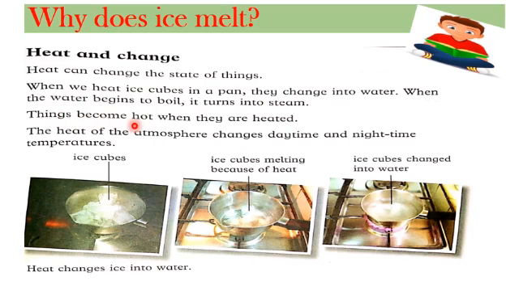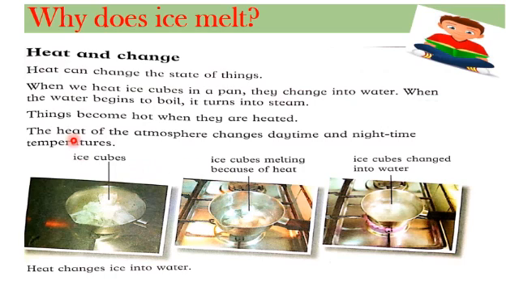Things become hot when they are heated. The heat of the atmosphere changes daytime and nighttime temperatures. Here you can see, heat changes ice into water. On heating, ice molecules start to melt and they will be converted into water. On further heating, water molecules start to evaporate and they will be converted into steam. And on cooling, the steam will convert into water, and on freezing, water will convert into ice cubes.